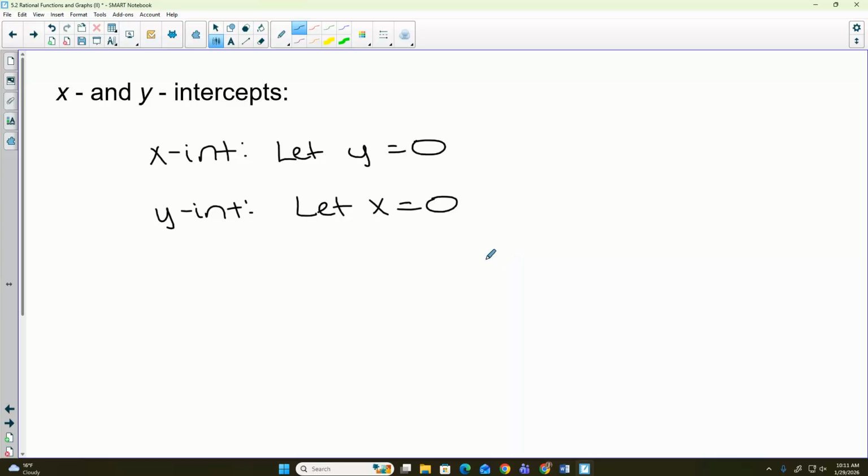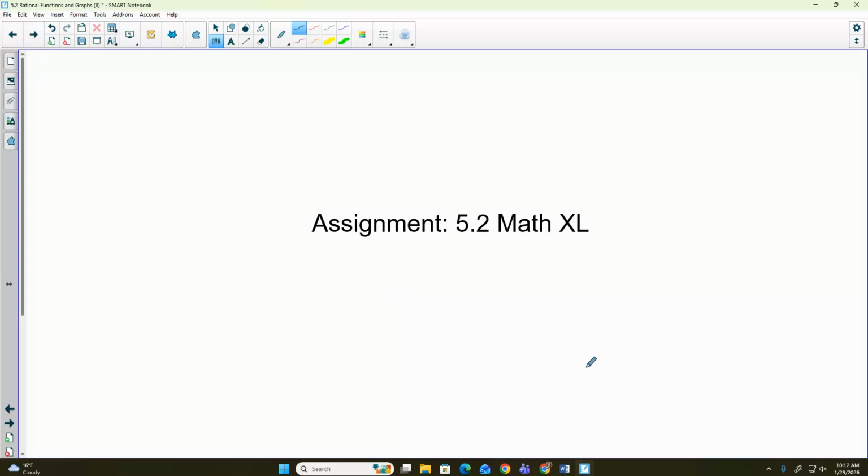Tomorrow we will be finding some more of those, but I really just wanted to get through some basics right now. Do you guys have any questions? No. Okay. What I want you to do is practice so you can ask questions if you need help. So there is a Math Excel assignment posted.